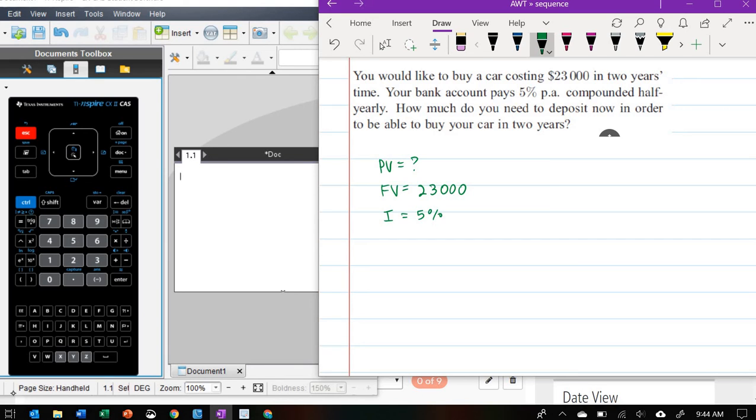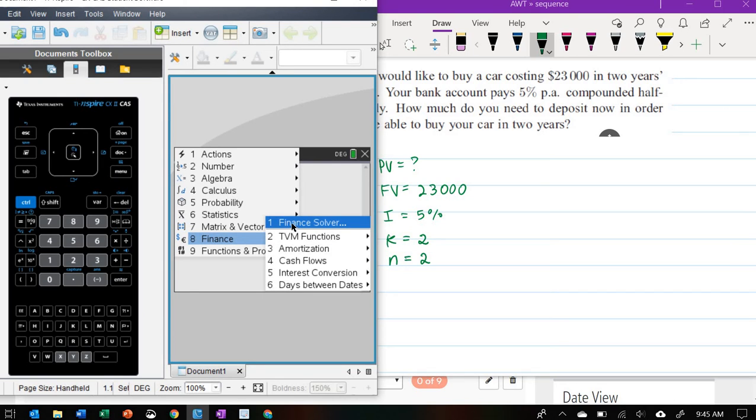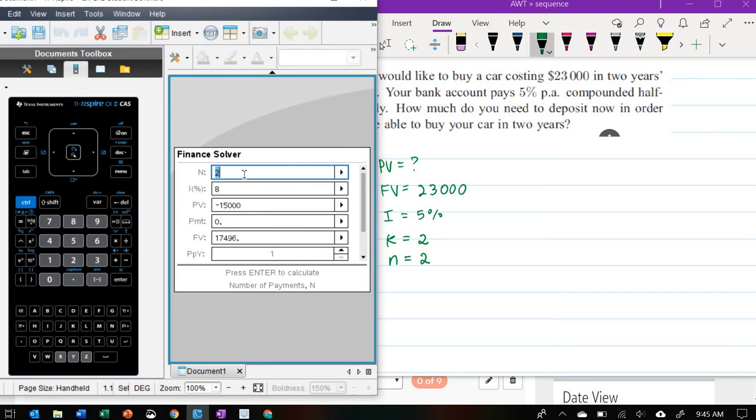And it's compounded half yearly, so that's going to be 2 times a year. So K is equal to 2. And N, in this case, is also 2 because we want to be able to buy the car in 2 years. So we will go to our CAS, hit Menu, and choose number 8 for Finance, and then go to the Finance Solver, which is number 1.